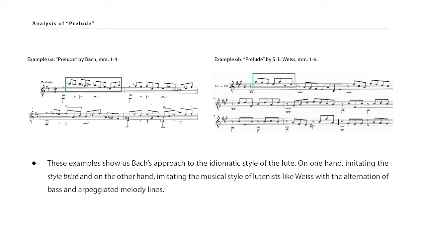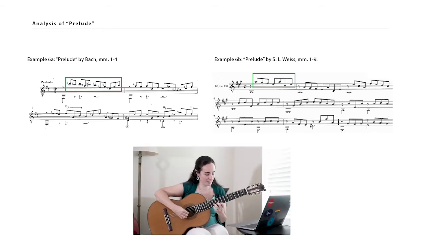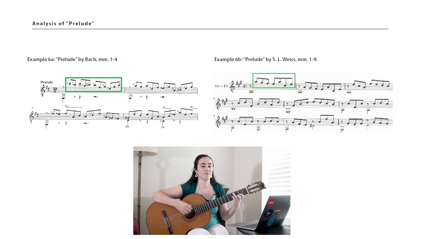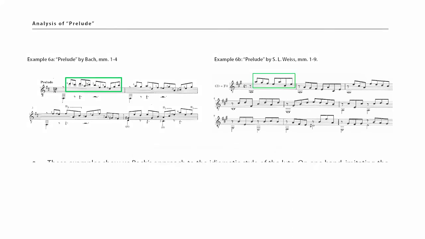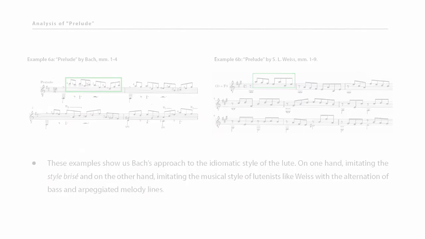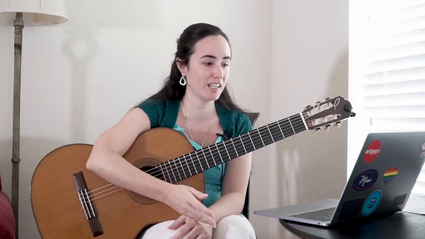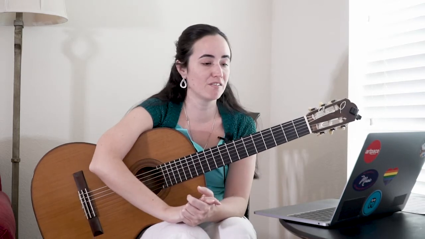The use of the bass in the downbeat and the offbeat in the upper line are clear similarities in both preludes. So in Bach's prelude, in the beginning again. Now see Weiss' prelude. So the texture is pretty similar. These examples show us Bach's approach to the idiomatic style of the lute. On one hand, imitating the style brisé, and on the other hand, imitating the musical style of lutenists like Weiss, with this alternation of bass and melody lines.